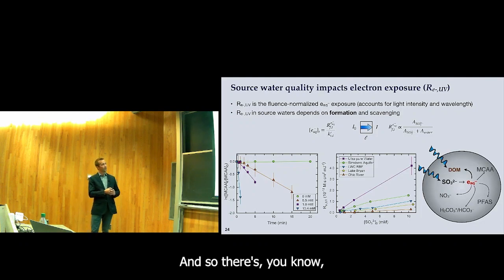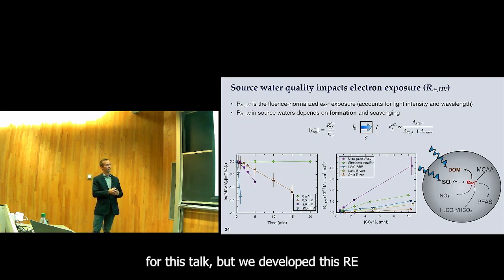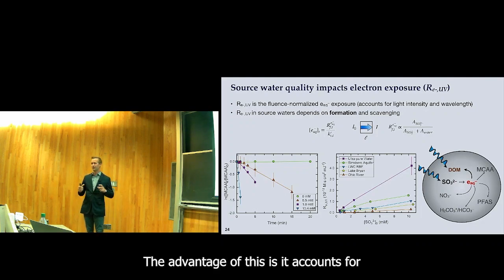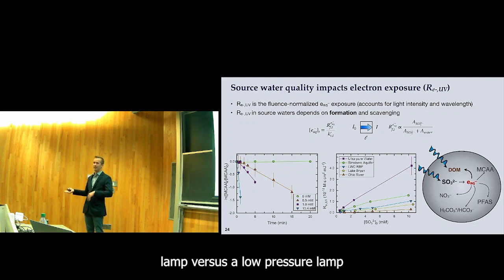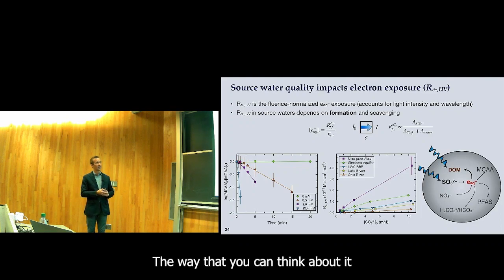It's not a super important detail for this talk, but we developed this RE minus UV. It's the fluence normalized aqueous electron exposure. The advantage of this is it accounts for different light sources. So say you're using a medium pressure lamp versus a low pressure lamp or a different wattage or something like this, RE minus UV will account for that. And that was something we thought was valuable. The way that you can think about it is essentially akin to the aqueous electron concentration.